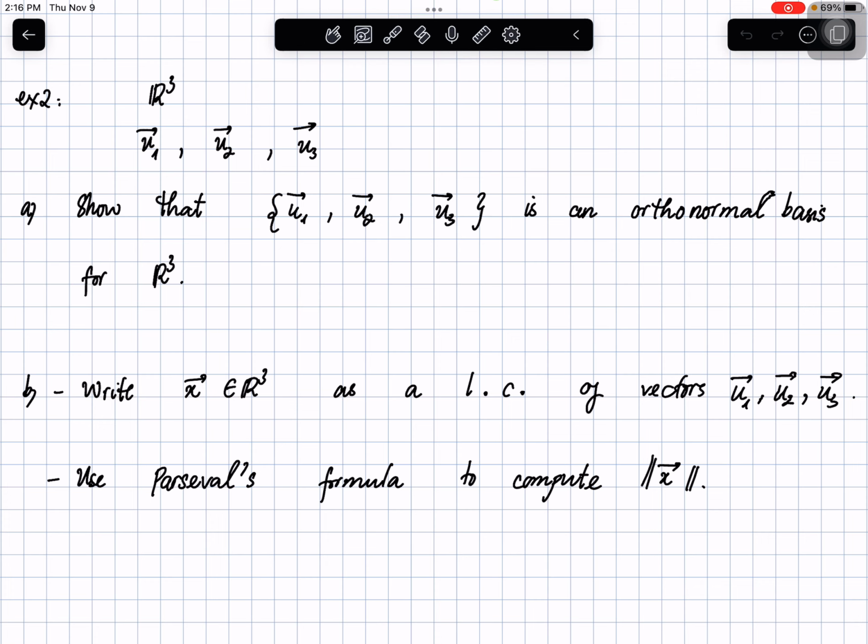Working with vector space R3, we have three vectors u1, u2, u3 given to us, and we need to check whether the three vectors u1, u2, u3 are an orthonormal basis for R3. So there are in fact two things: is it an orthonormal set, and is this set a basis for R3.